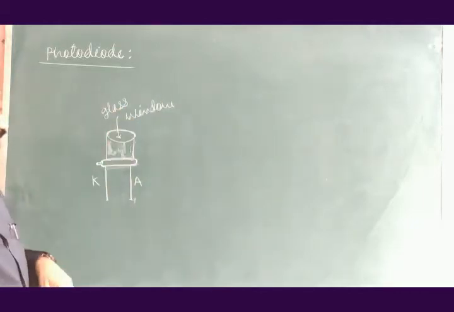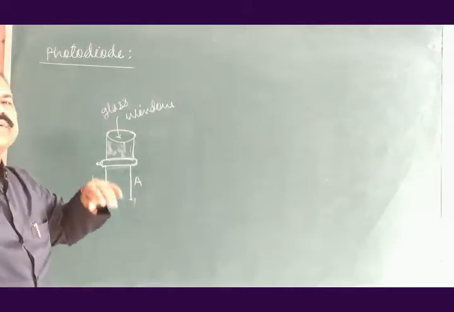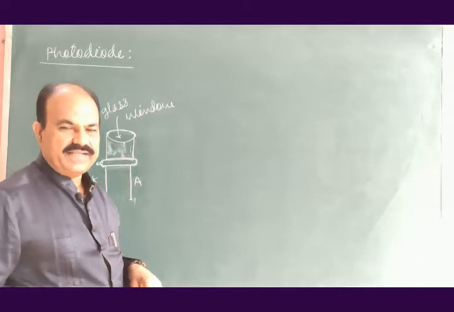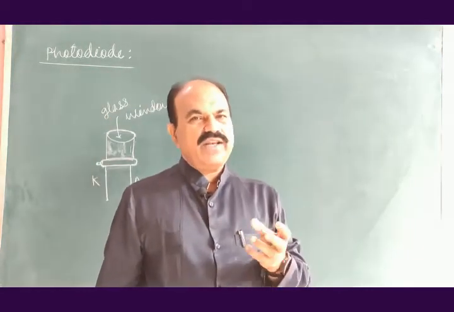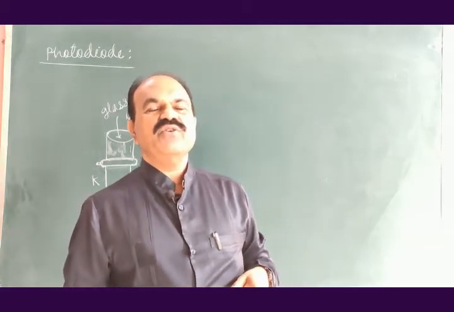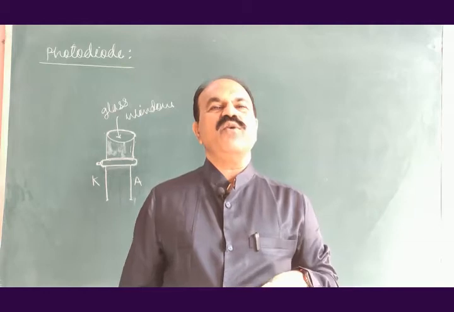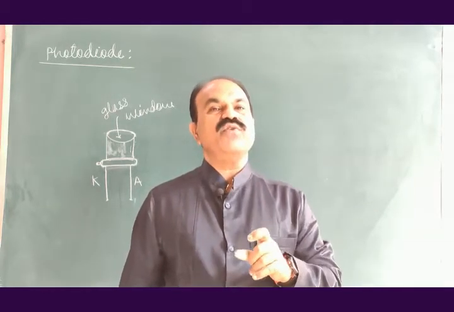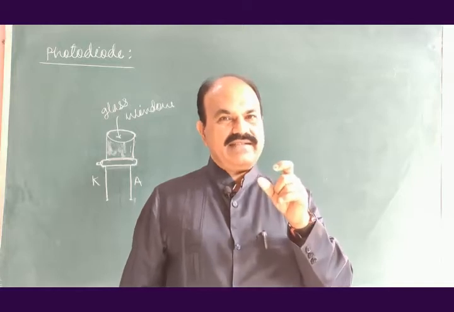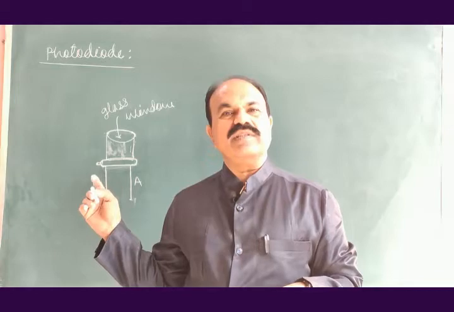From this glass window, light can be allowed to be incident on the semiconductor, and because of the intensity of this light energy, a few electron-hole pairs will be generated and there will be a flow of reverse current through the photodiode. The reverse current will be increased in the photodiode because of the light energy.